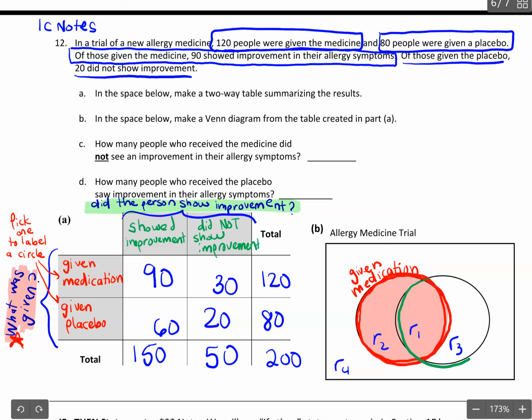So I'm going to let this other circle represent whether or not the person showed improvement. And again, I'm just going to pick one of the column titles to label this circle, but I'm only going to pick one. I'm going to pick showed improvement. So everyone in this circle showed improvement. So let me shade that in. Everyone in this circle showed improvement. That means by default, if you were outside this circle, you did not show improvement.